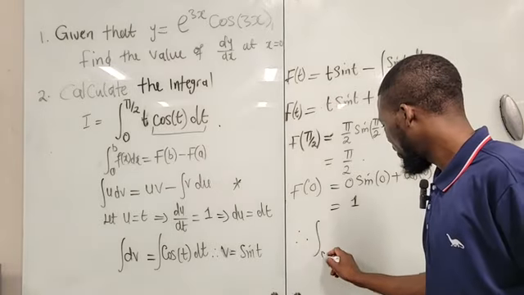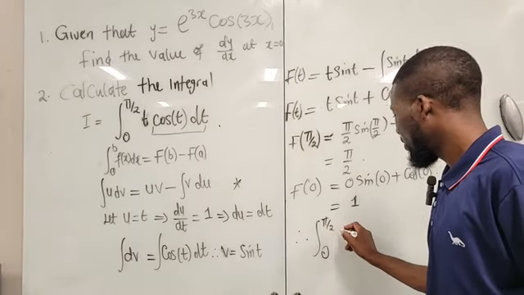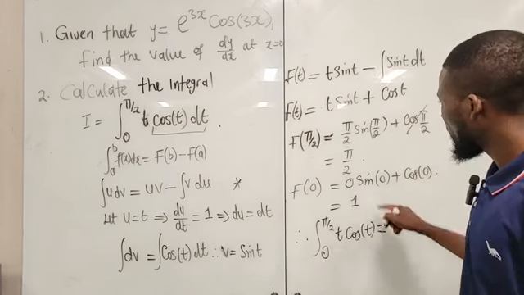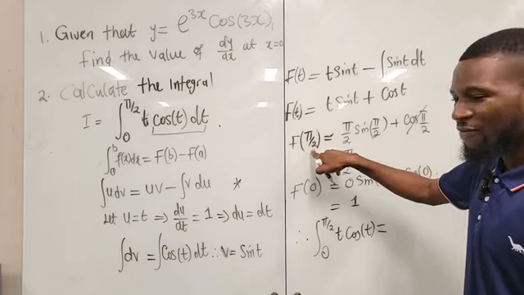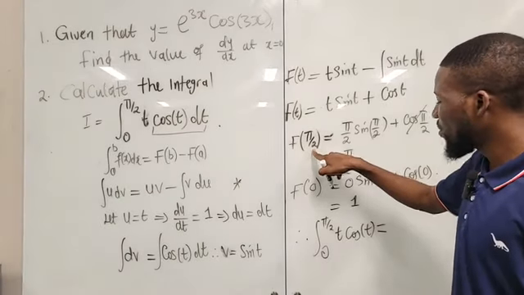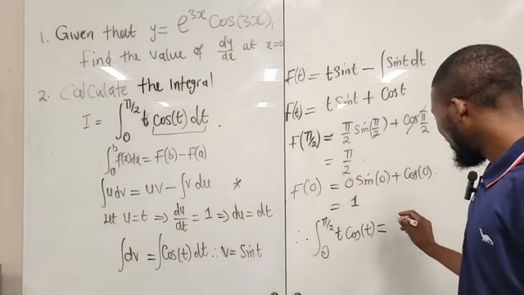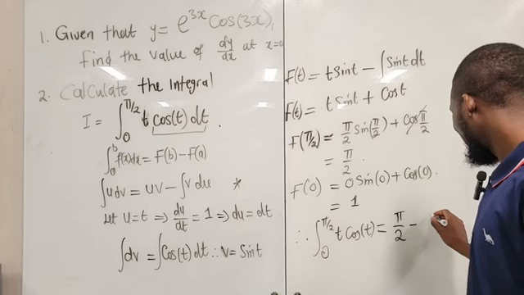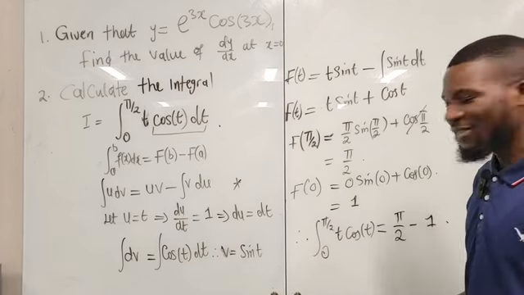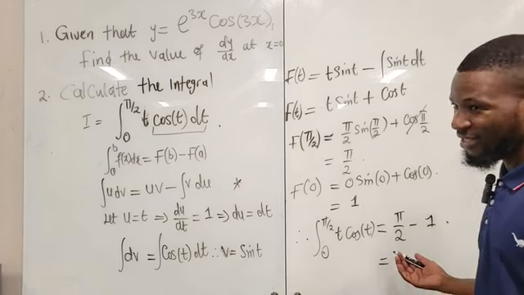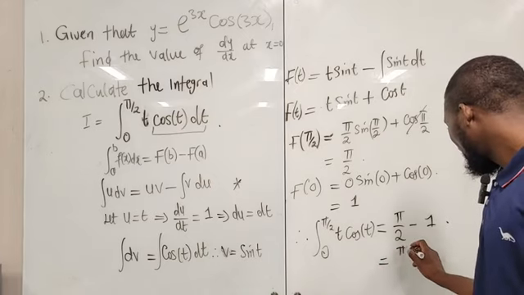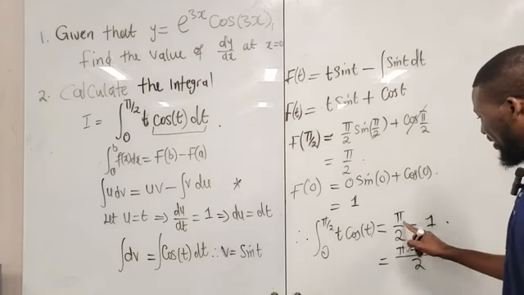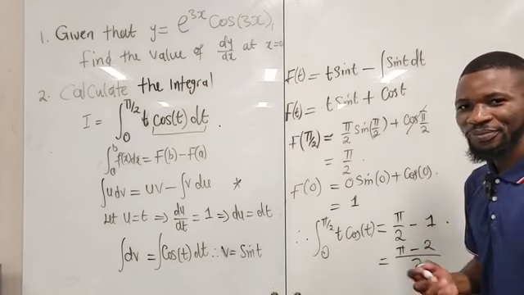Therefore, the integral from 0 to pi over 2 of t cos t is equal to F at b, which is F of pi over 2, minus F at 0. So this is pi over 2 minus 1. We end there. If you want, you can write this as a single fraction, that is your choice: pi minus 2 over 2. But if you want, you can end here, that is pi over 2 minus 1.